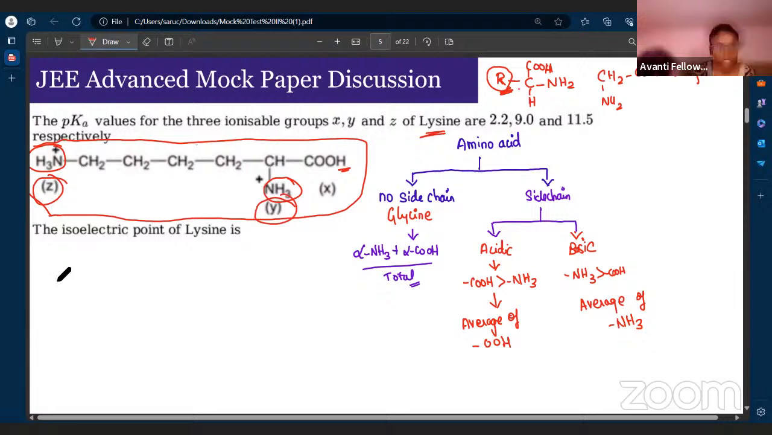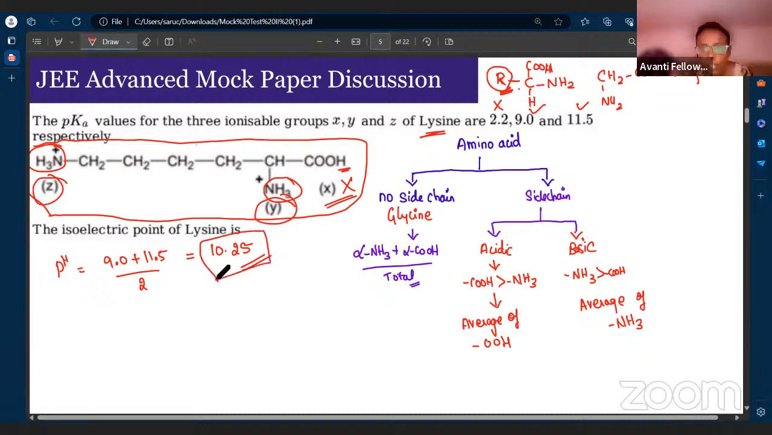So pH, that is your isoelectric point, is equal to the average of Y and Z alone; you should leave X. The X value is 2.2, I'm leaving it, I'm taking only Y and Z. So 9.0 plus 11.5 divided by 2 is 10.2. So this is your answer. The isoelectric point of lysine is 10.2.